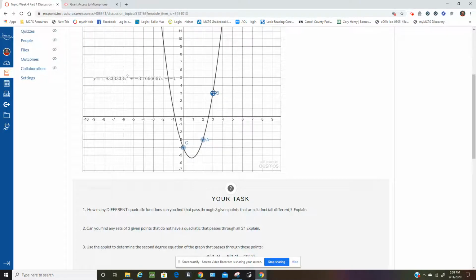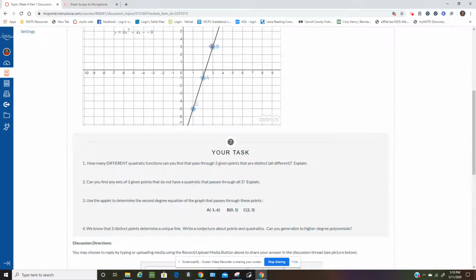If I drag these points and make them collinear, then it would be a line, and that wouldn't be a quadratic. The equation of this line is 4x minus 9. You might not be able to see that, but it's just the equation of this line. So if I put the 3 points collinear, in a line, then there wouldn't be a quadratic through those 3 points.